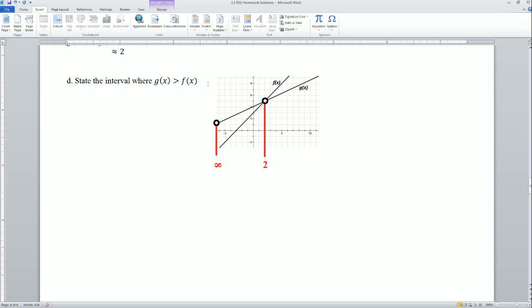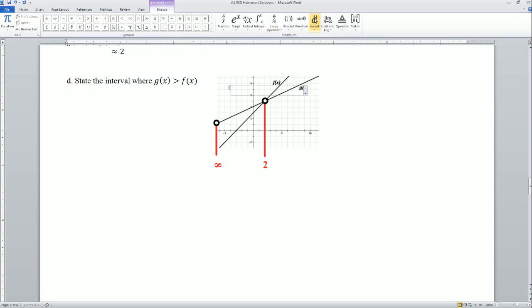Right? Here, if you would like to see it. Alright, so I would say that it is from negative infinity all the way to 2, and it looks like, alright, I could open it at 2.